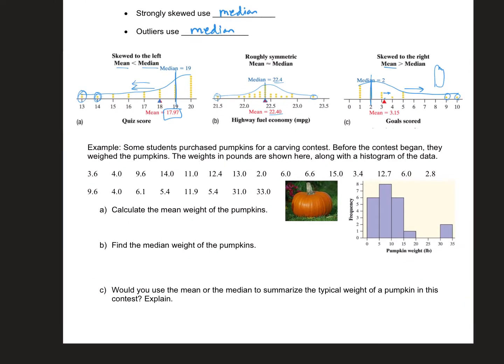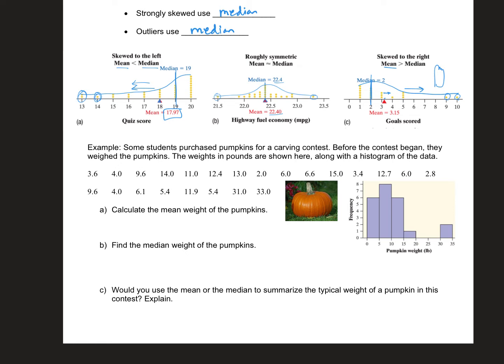Oh, where'd it go? Okay, here we go. Some students purchased pumpkins for a carving contest. And before the contest began, they weighed the pumpkins. And the weights in pounds are shown here along with a histogram of the data. So we're going to calculate the mean weight of the pumpkins.